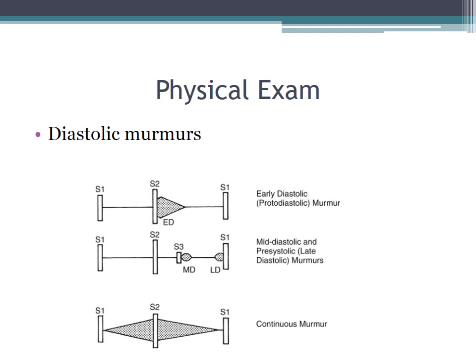The murmur of a PDA has a machinery-like quality, becoming louder during systole. It's kind of crescendo during that period, peaks at the S2, and then diminishes in diastole, where it's a decrescendo. The murmur is maximally heard in the left infraclavicular area or along the upper left sternal border. With pulmonary hypertension, though, only the systolic portion can be heard, but it's crescendo during systole.